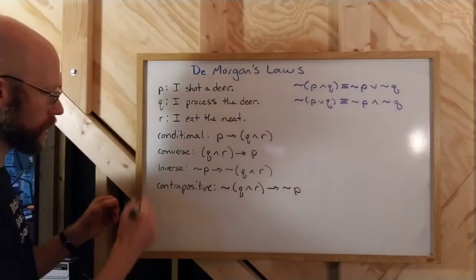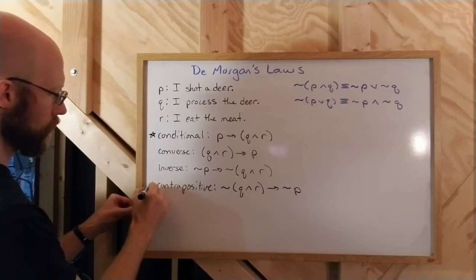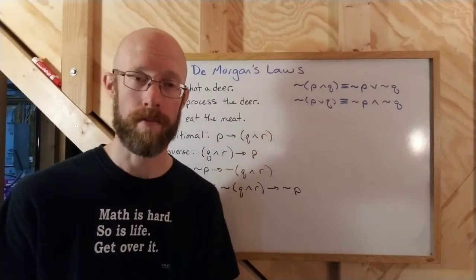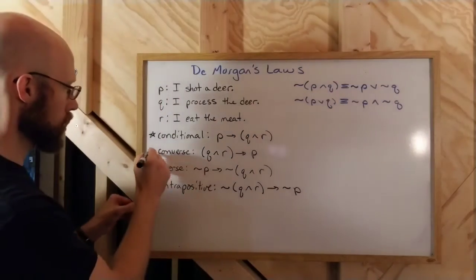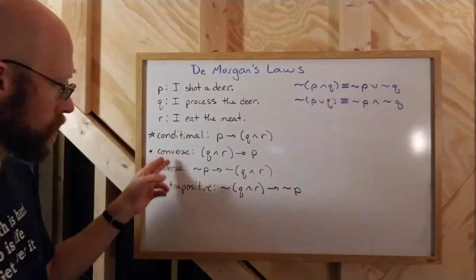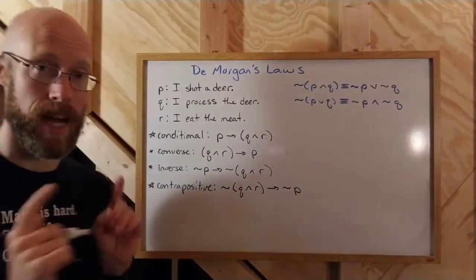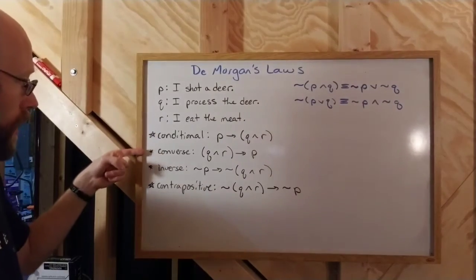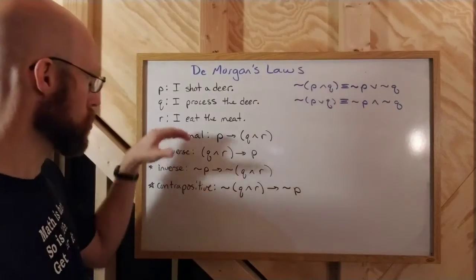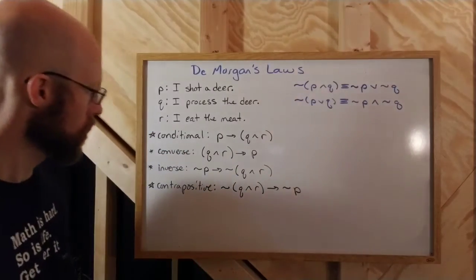Now recall that the conditional and the contrapositive are equivalent. That means if the conditional is true, the contrapositive is true, and vice versa. Also note that the converse and the inverse are equivalent, meaning if one is true, the other is true, and if one is false, the other is false. But it is not the case that the conditional and converse are equivalent, right? So there are times where the conditional may be true and the converse may be false, or vice versa, okay?